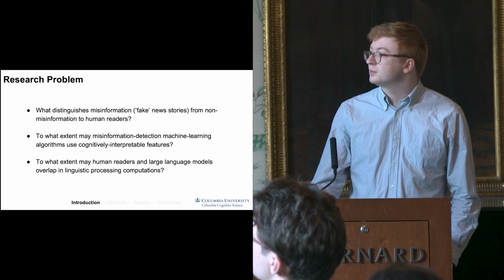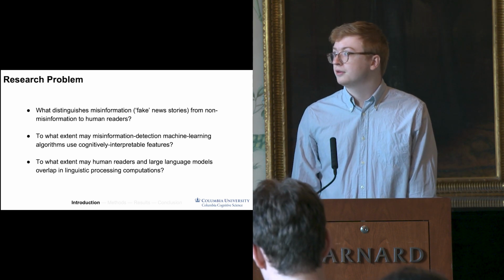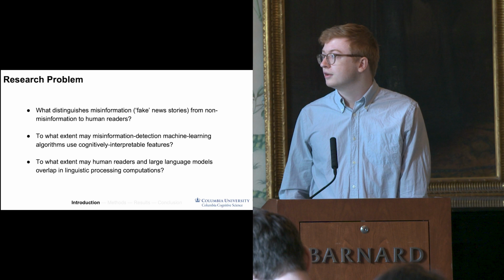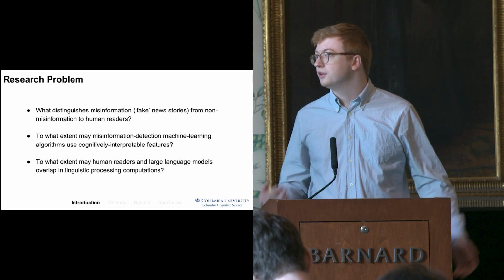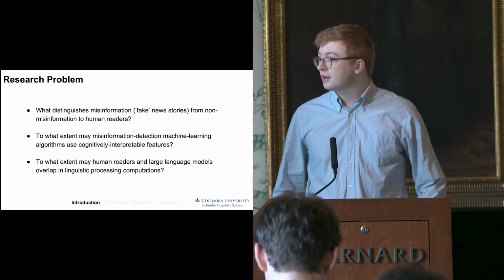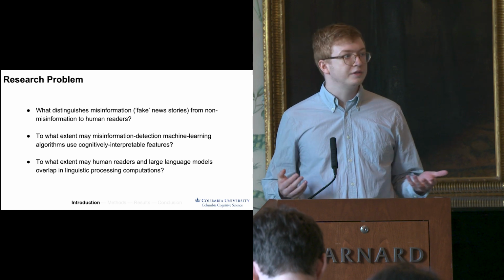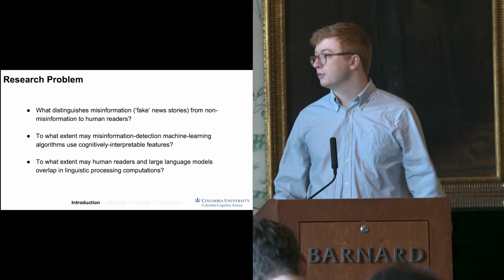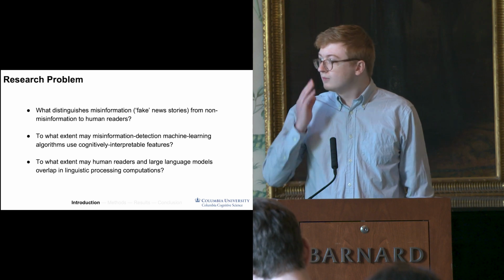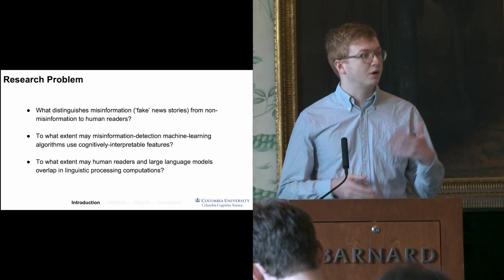So, stepping through this a little bit more slowly, my research problems were threefold, looking at three outstanding questions in the literature. The first question: what distinguishes misinformation? For the rest of the talk, I'm going to be referring to it as fake news, which is the phrase used in the literature, from non-misinformation, which is regular news, to human readers. Secondly, to what extent do misinformation-detecting machine learning algorithms use cognitively interpretable features? There already are algorithms that can classify misinformation with accuracy rates upwards of 90%, but as we'll get into in a little bit, they have some issues with interpretability. And then the big theoretical question: to what extent do human readers and language models overlap in the kinds of computations that are happening as they're processing natural language?